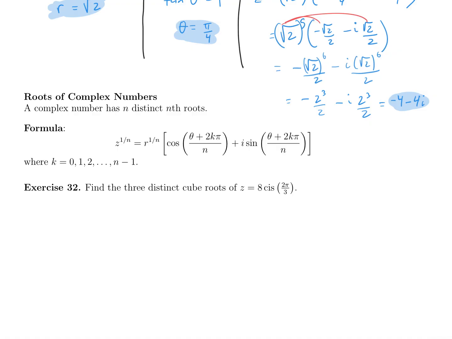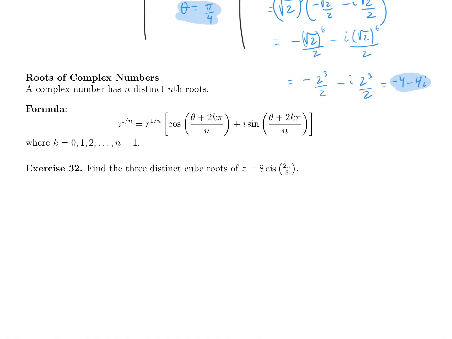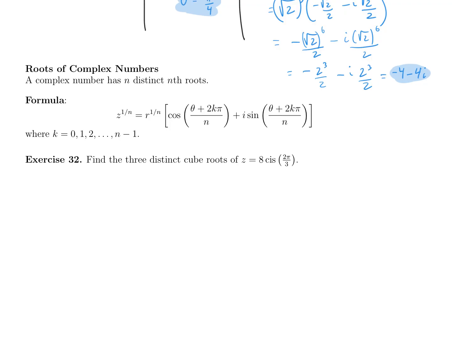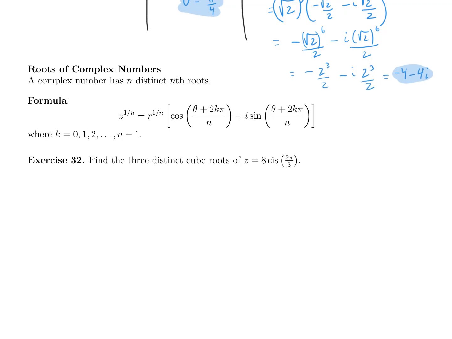Okay, here it is. It's finding roots. So we're finding roots of polar form complex numbers. So here's our formula. As you can see, the nth root of a complex number is the nth root of the modulus. And then for the argument, you add 2k pi and divide by n. All right, and then you can substitute values into k depending on how many distinct solutions or roots you're looking for. In this example, they're asking for 3 distinct cube roots, so you'd have to plug in 0, and then 1, and then 2 to get the 3 distinct roots.